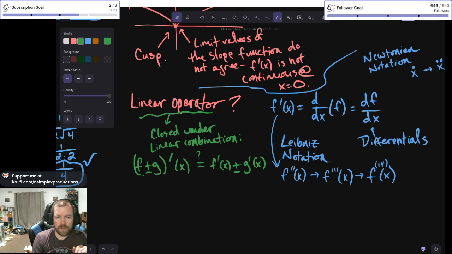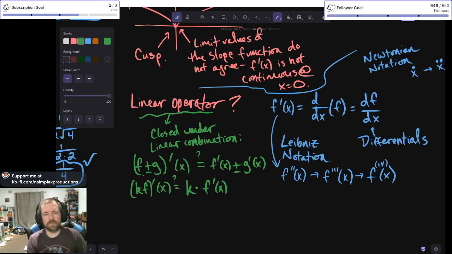Also, k times f of x, k times f prime at x should be equal to, and again, question mark for now, k times f prime at x. So under a linear combination, what we're saying is that as long as both of these individual properties hold, then this should work for all derivatives, and derivatives as a whole should be linear operators.